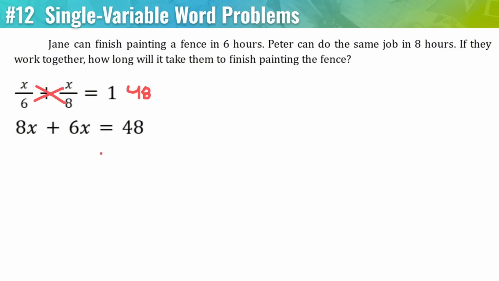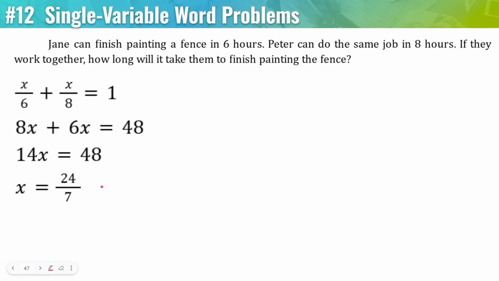Alright, so now we have 8x plus 6x is equal to 48. So this simplifies to 14x is equal to 48, which simplifies to 24 over 7. So it will take them a little bit over 3 hours to finish painting the fence. So this is going to be 3 point something, 24 over 7.